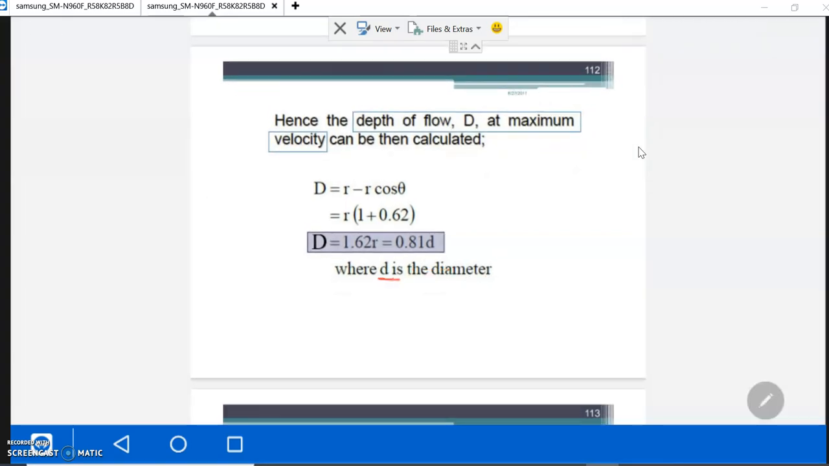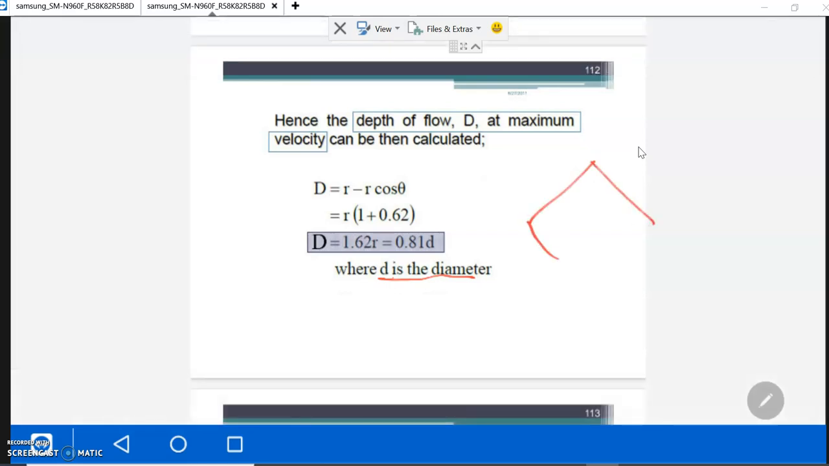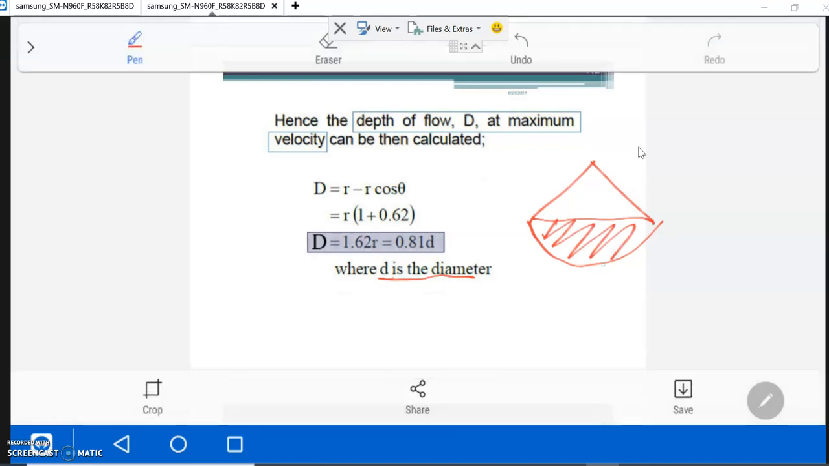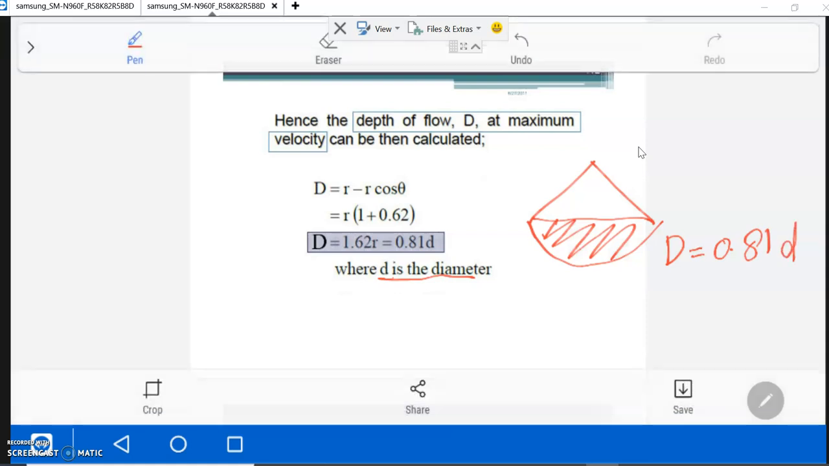D is the diameter, small letter d. So the depth of the flow, okay, we know that this D. Okay, depth of the flow is 0.81 diameter.